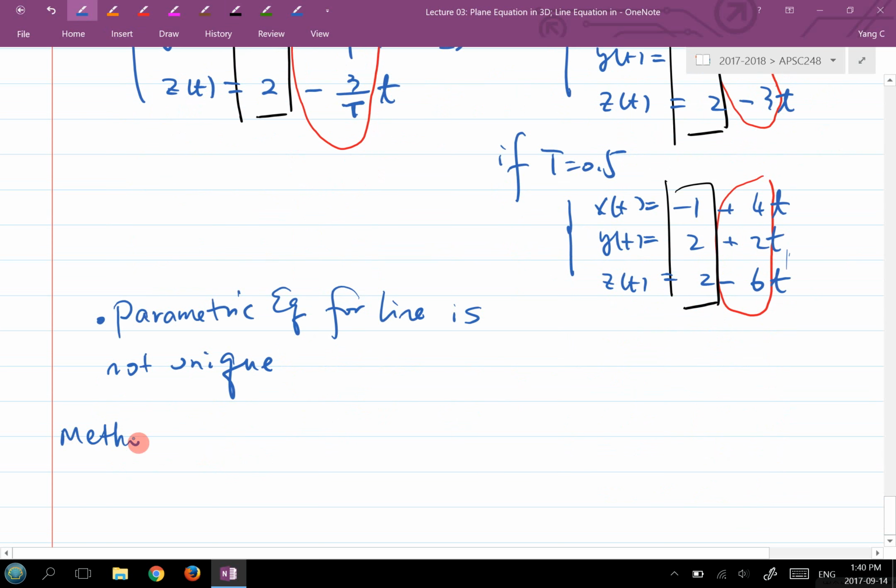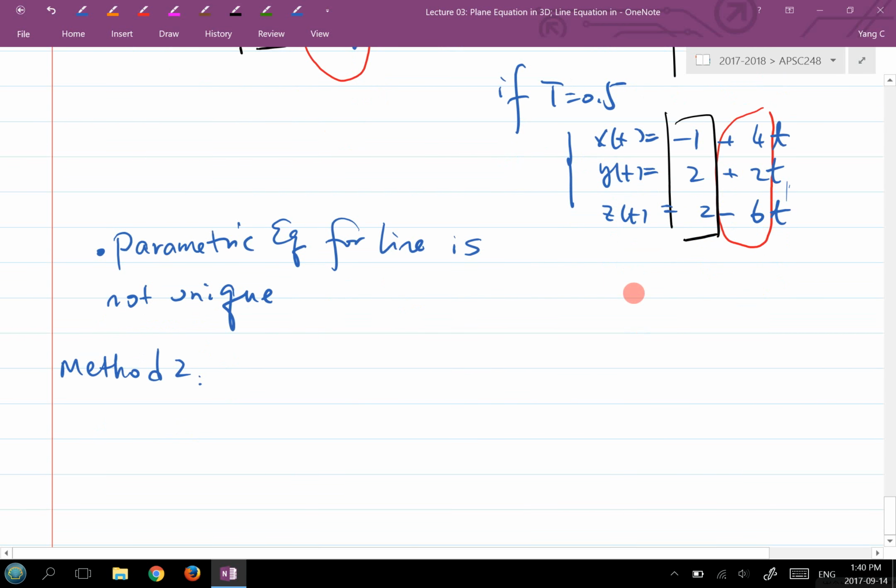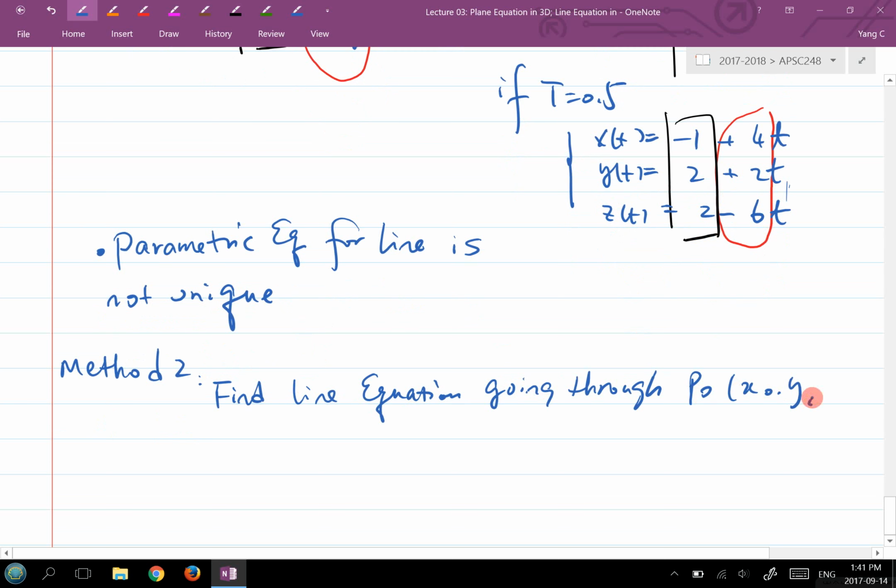Now let's think about a different way of deriving the line equation. But this time, I'm going to shy away from a physics principle or concept and just purely use a mathematical idea. But you will see they are actually the same thing. So in this case, let's say I'm going to try to find the line equation going through a point P naught.